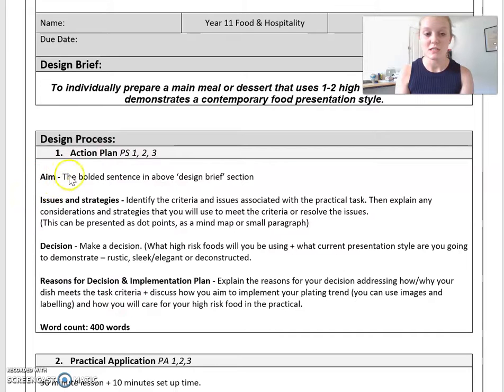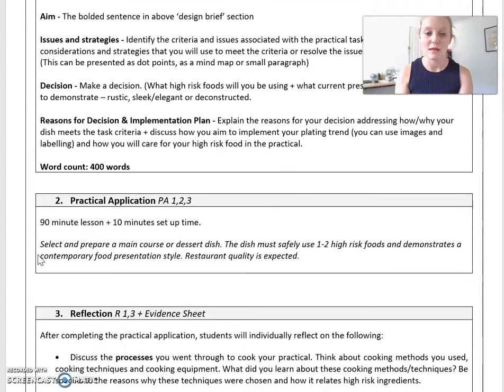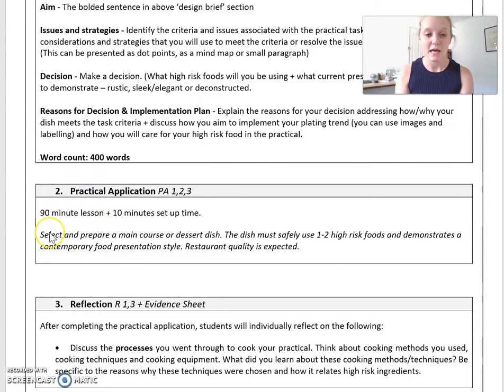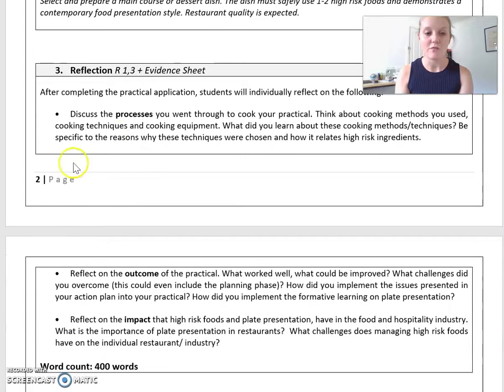So aim, which is the bolded sentence above here, this is our aim of the assessment. You need to discuss the possible issues and strategies, make a decision, and then justify your decision and complete an implementation plan. This is just a quick rough guide to show you. However, further down, there is a step-by-step breakdown, okay? Your practical application, so you're going to have a double lesson to complete this, present it, cook it, clean up, everything like that, as well as definitely taking pictures. And then you need to complete a reflection, which is 400 words plus an evidence sheet.